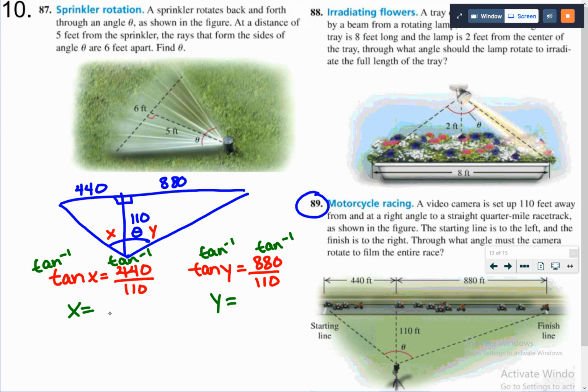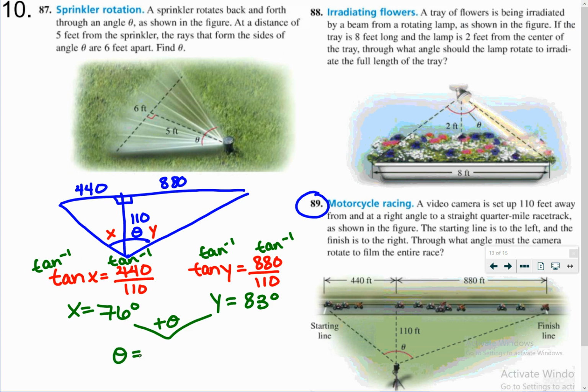So in degree mode, the inverse tangent of 440 over 110, I get 75.96 degrees. I'm just going to round to the nearest degree and say 76 degrees. If I do the inverse tangent of 880 over 110, I get 82.87, so about 83 degrees. And then add those together to get theta. So theta, 76 plus 83, a grand total of 159 degrees would be the answer.